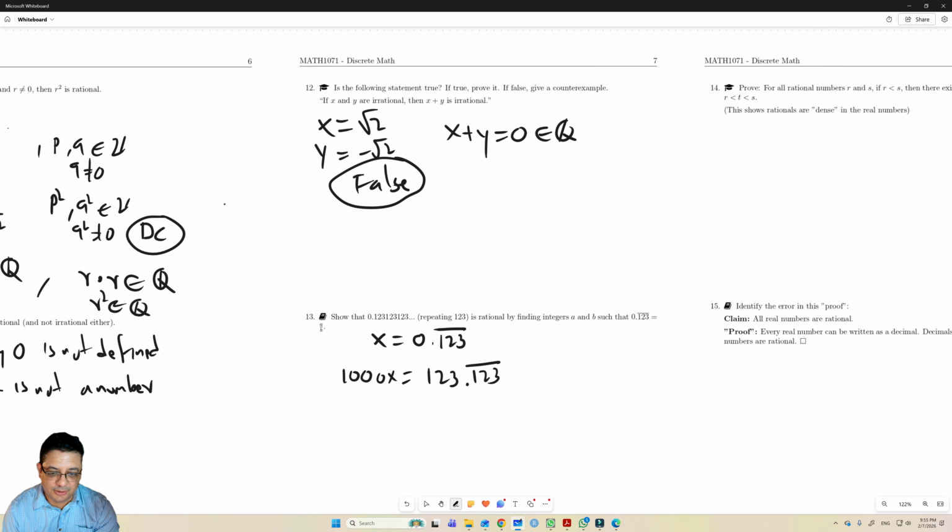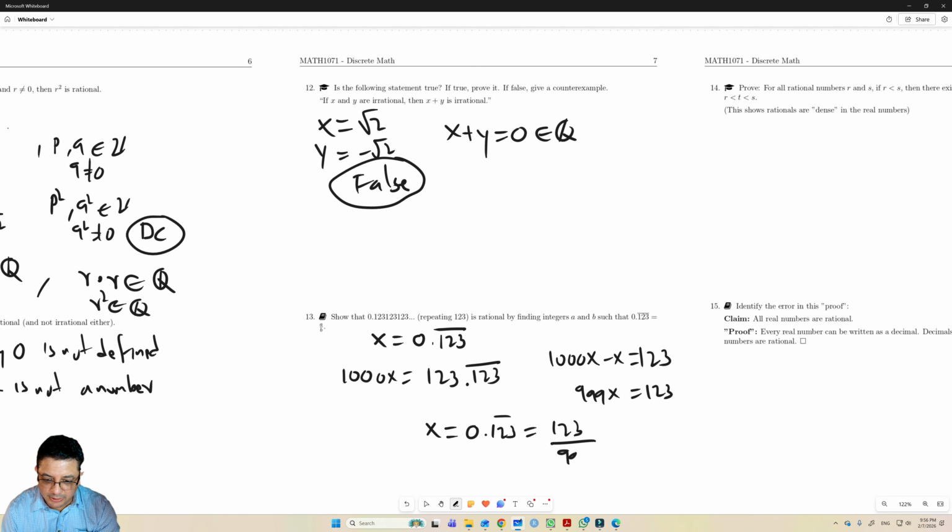And so the advantage of that is that I can subtract x and I can get rid of the periodic part. So 1,000x minus x is just going to be 123. And so this is going to be 999x equals 123. And so pretty much x equals 0.123 periodic can be seen as 123 over 999. You can actually simplify this, and this is going to be 41 over 333. So you pretty much can divide this by 3.